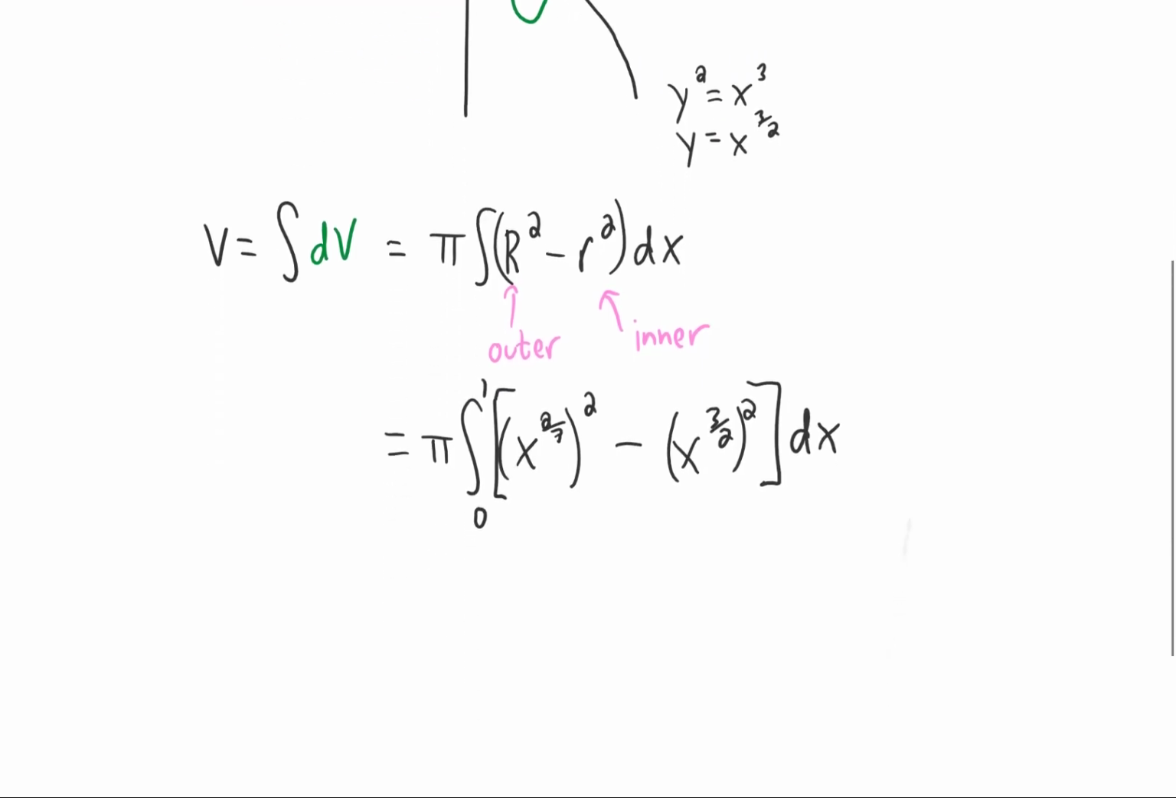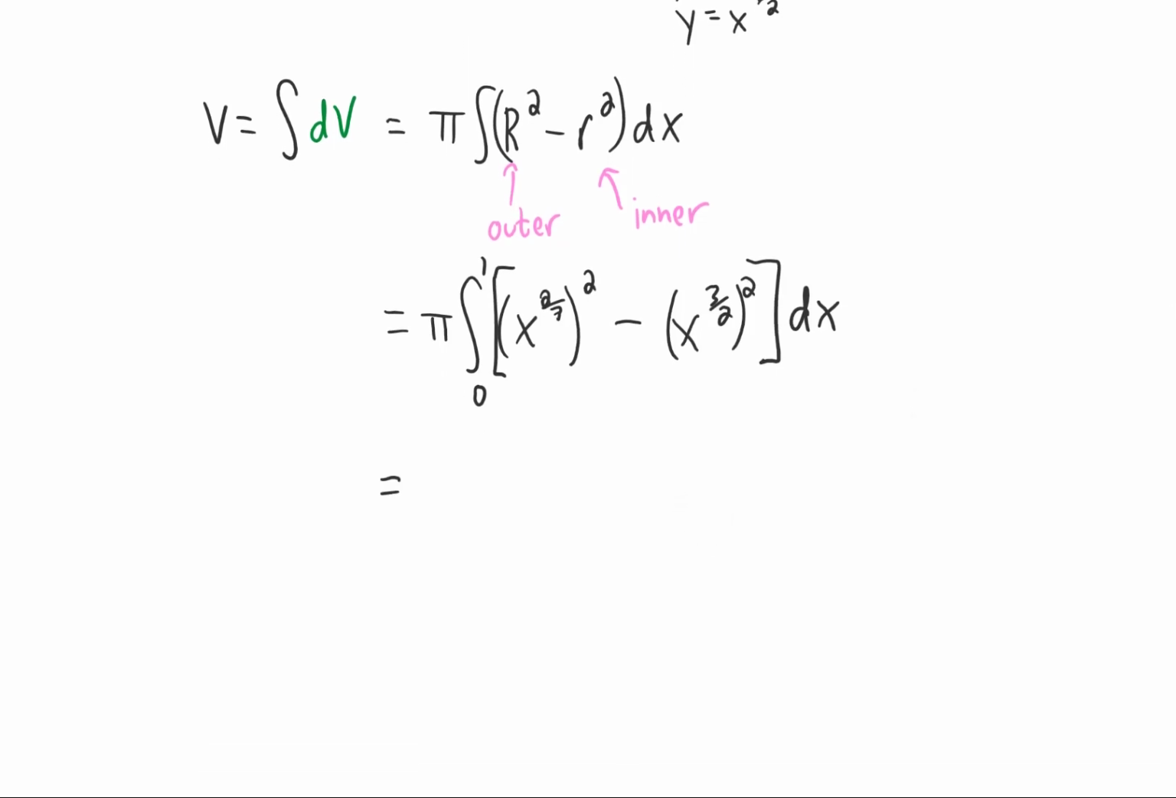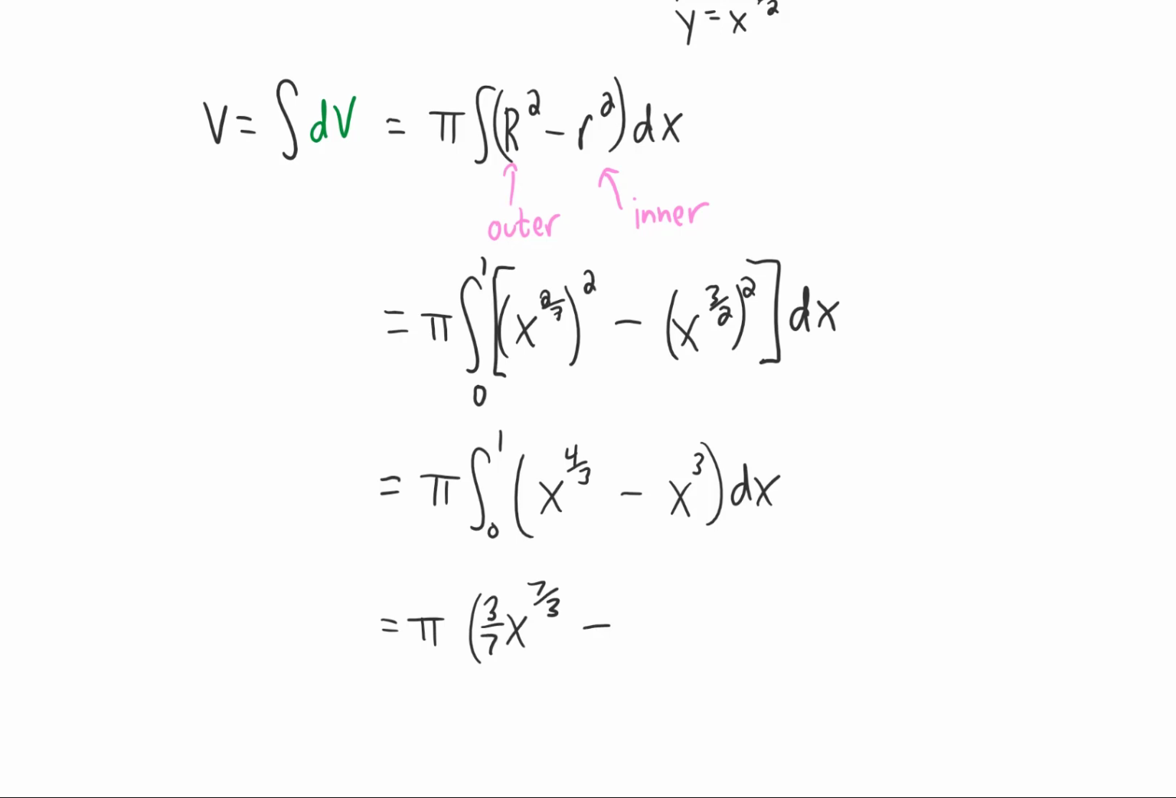Now we can do a bit of algebra, we can integrate, we can simplify, and we'll be finished. X to the 2/3 squared is just x to the 4/3 power. We got that by multiplying our exponents. X to the 3/2 power squared, when we multiply the exponents, is just going to give us x cubed. Now when we integrate, we're going to add 1 to the 4/3 power to get x to the 7/3. Divided by 7/3 is the same as multiplying by 3/7. And when we integrate x cubed, we get 1/4 x to the 4th.